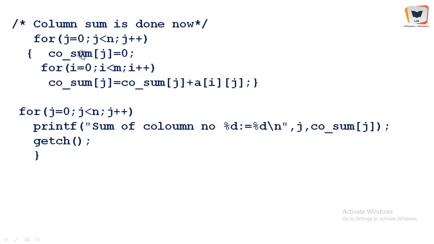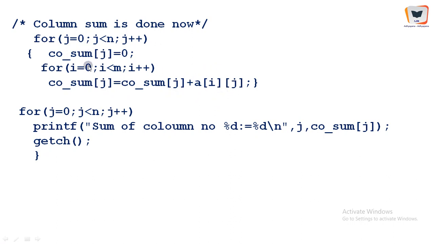Now since we are taking the sum of the columns, the outer for loop should run over the number of columns. So j equal to 0, j less than n, j plus plus. So the outer for loop will generate columns. So column sum of j equal to 0. Now for i equal to 0, i less than m, i plus plus. So column sum j equal to column sum j plus a of i comma j. You can look over here.